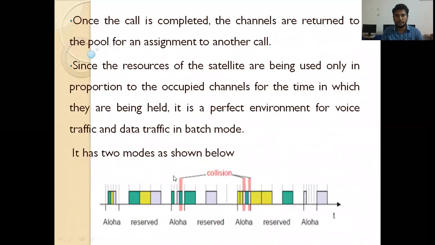So this is reservation Aloha. A certain time period, a time slot, is allocated for the user, that is sender A, B, or C. They have to transmit the packet in that particular time period only, just like how we reserve seats in buses, trains, and flights.